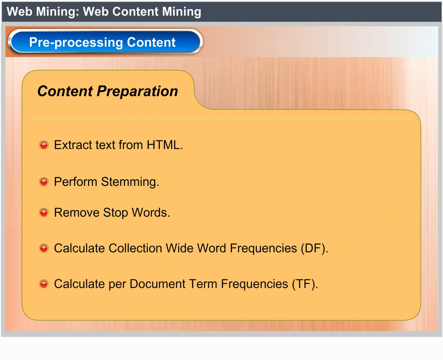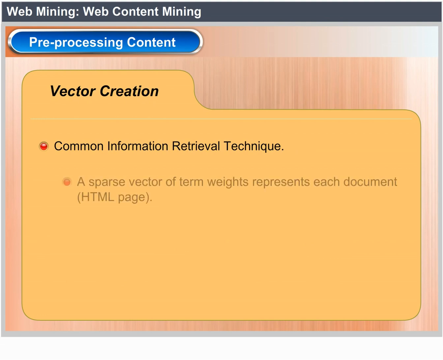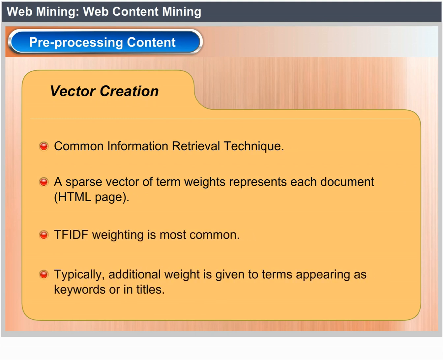Vector creation. Common information retrieval technique. Each document HTML page is represented by a sparse vector of term weights. TF-IDF weighting is most common. Typically, additional weight is given to terms appearing as keywords or in titles.